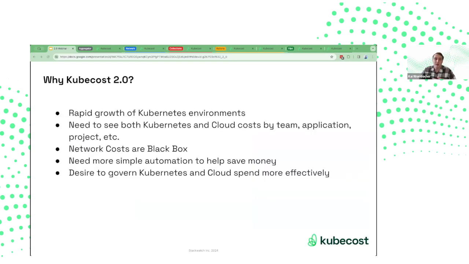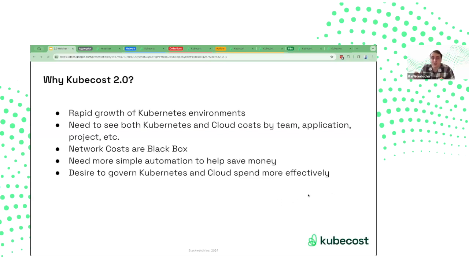When we think about why we started development on Kubecost 2.0, it really comes down to a couple of core issues that we were seeing in the market. Number one, we were seeing rapid growth of Kubernetes environments. What was a large environment a couple of years ago is now a small to medium-sized environment. So we've invested a lot in helping Kubecost become more scalable to grow to Kubernetes environments of massive size.